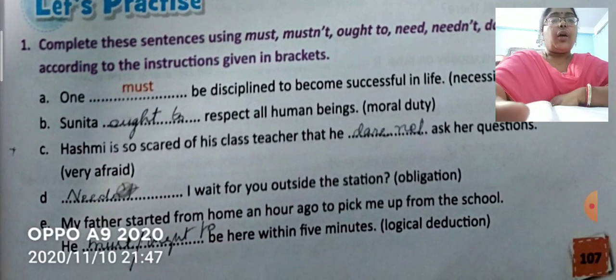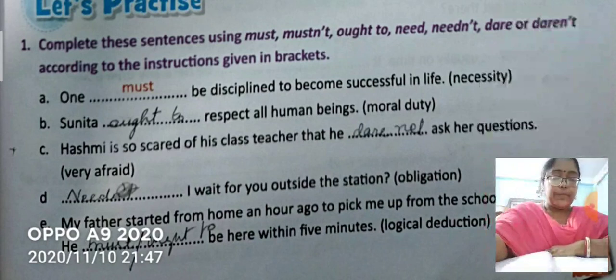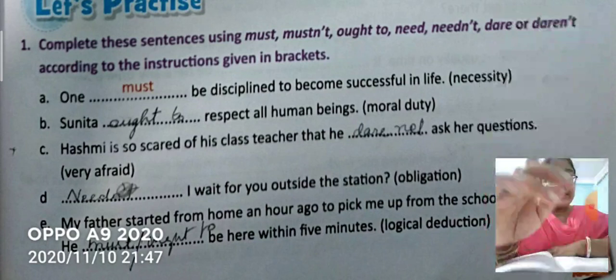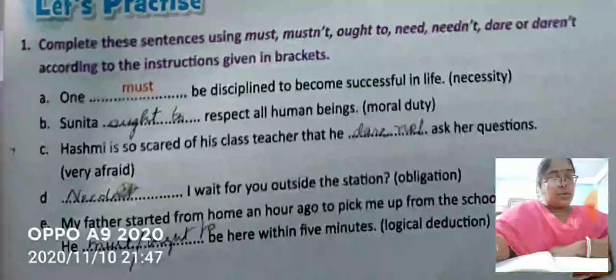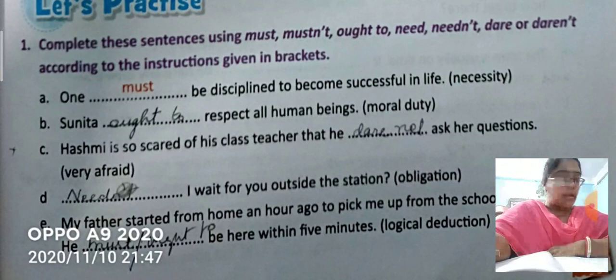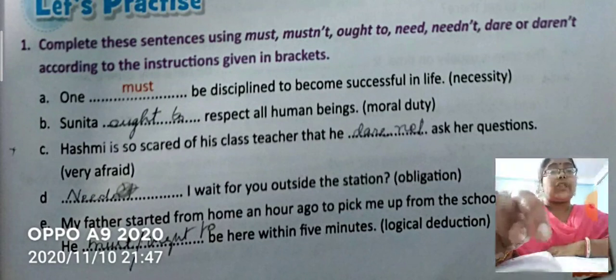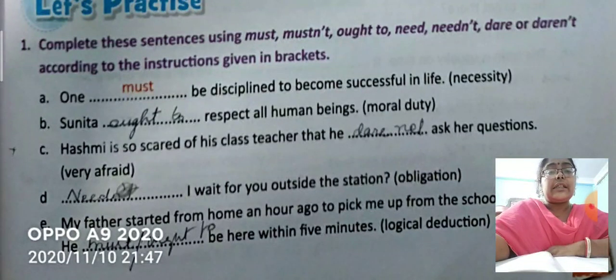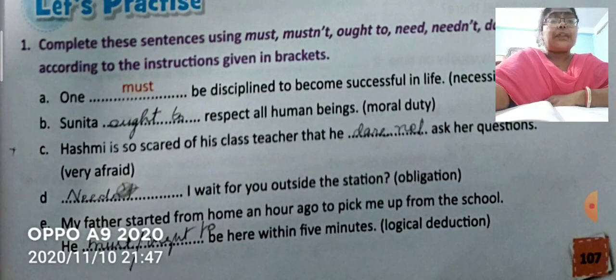Just see here. One must be disciplined to become successful in life. Number 1 is necessity. Number 2, Sunita ought to respect all human beings, a moral duty. The next is number C. Hashmi is so scared of his class teacher that he dare not ask her questions. He is very afraid.